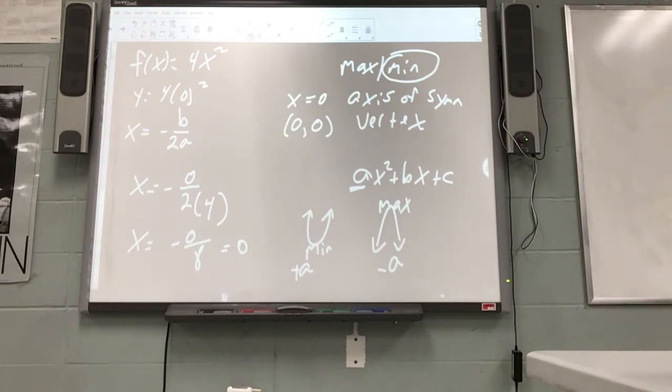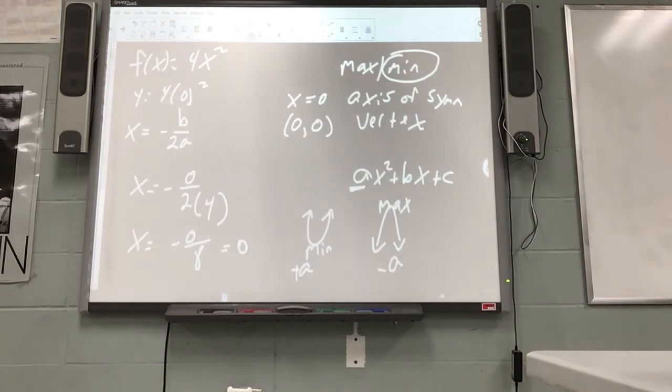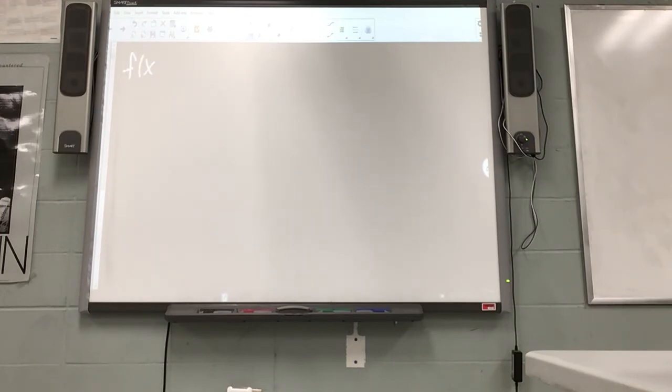Okay, I'm going to give you an equation and ask you to do all those same things. Let's say we got f of x is equal to negative x squared plus 6x. I want you just to tell me if it's a minimum or a maximum. I want you to tell me the axis of symmetry. And I want you to tell me the vertex. See if you can get those 3 things figured out. Go.